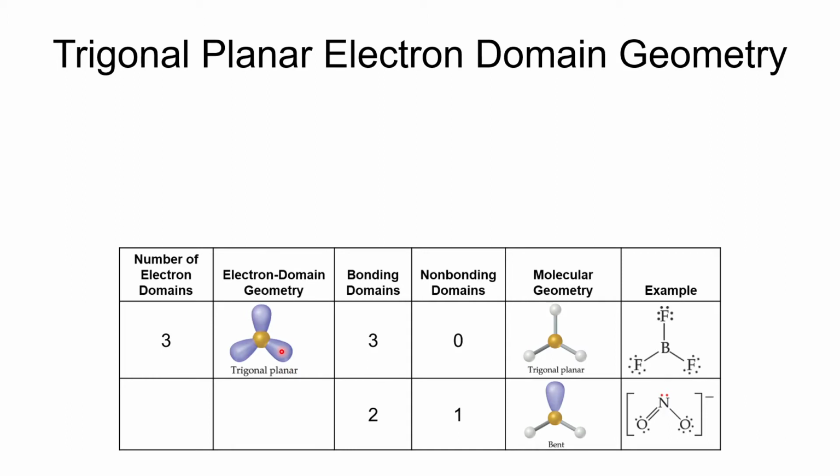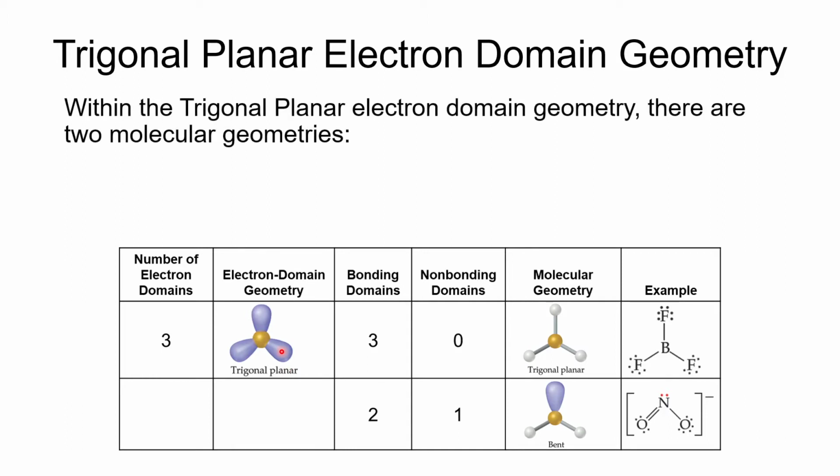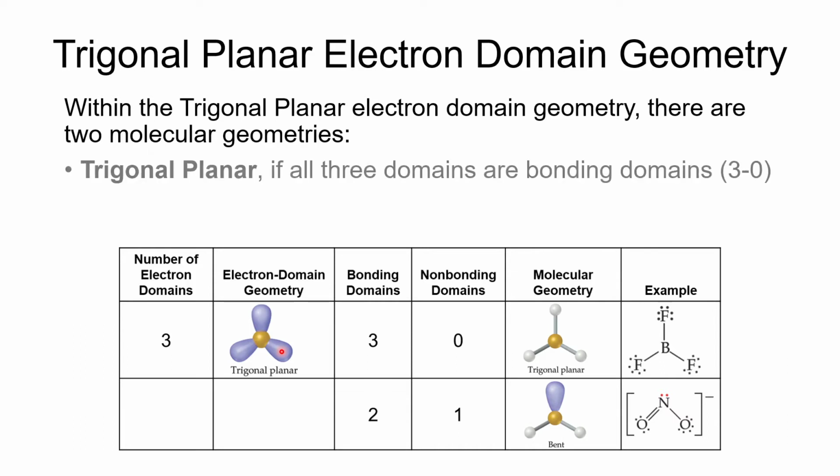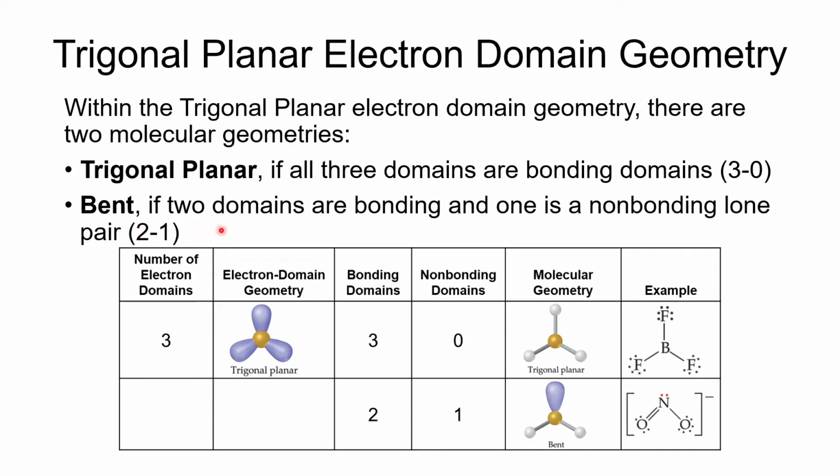So within the trigonal planar electron domain geometry, there are two molecular geometries that we will find. There's trigonal planar. Again, it has the same name if all three domains are bonding domains, and I like to refer to it by the numbers. So this is 3, 0. So 3 bonding domains, no lone pairs on the central atom, and that's going to be also trigonal planar. If you've got 2 bonding domains and 1 non-bonding domain, so 2, 1, then you're going to have the arrangement that is called bent.